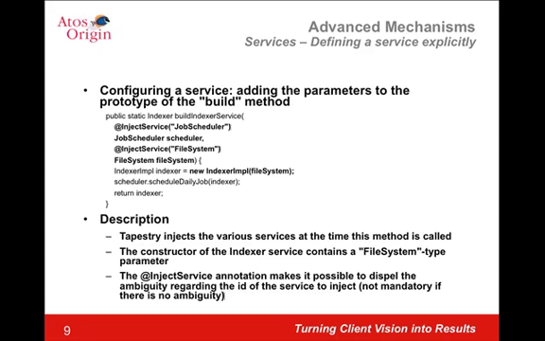With the build method, we will be able to inject parameters into a service. If you want to inject other services into your own, we will be able to use the @InjectService annotation. In our example, we chose other services, job scheduler and file system. Tapestry will manage them automatically.